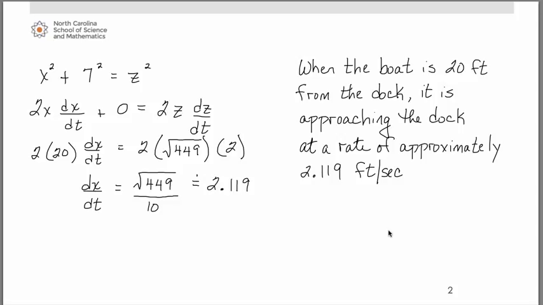So our conclusion, therefore, is that when the boat is 20 feet from the dock, the boat is approaching the dock at a rate of approximately 2.119 feet per second.